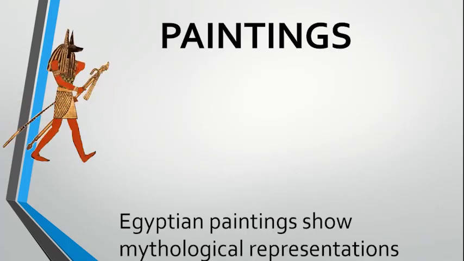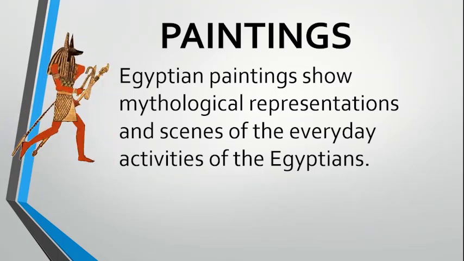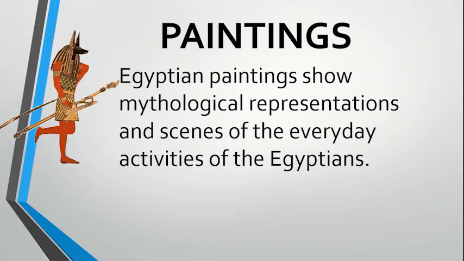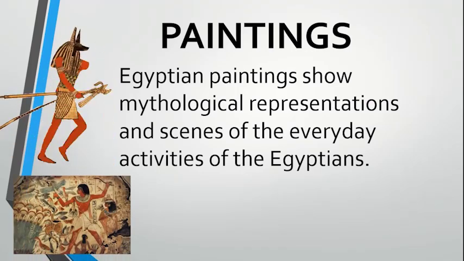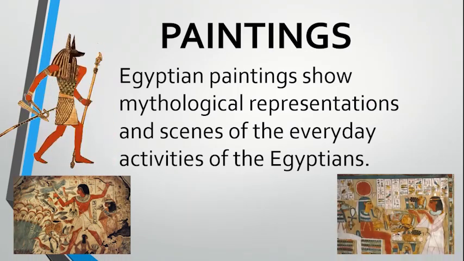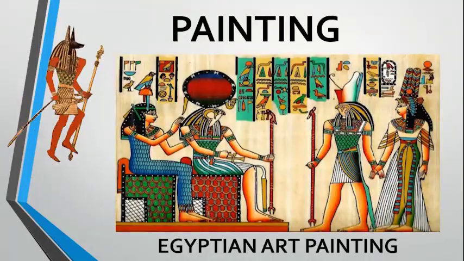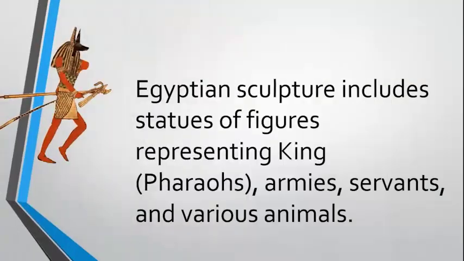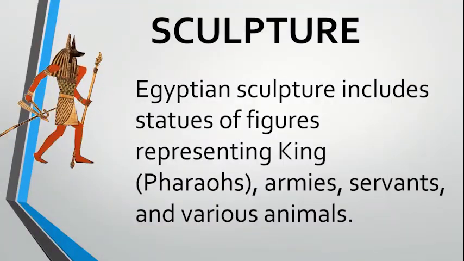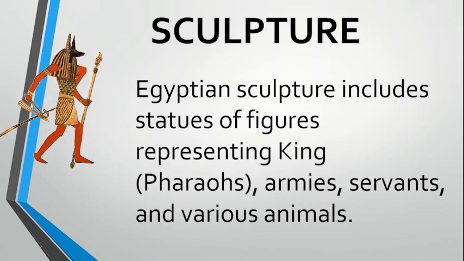Now let's have Egyptian paintings. Egyptian paintings show mythological representations and scenes of the everyday activities of the Egyptians, such as hunting, fishing, farming, or a formal meal. Now, let's have another Egyptian art form, the sculptures.